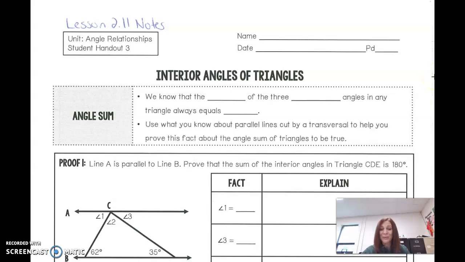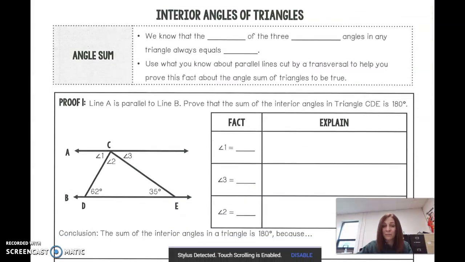Lesson 11 in Module 2 is on the interior angles of a triangle, so the inside. Remember, we've been focusing on a bunch of different types of angles around parallel lines, and we're still going to be working with those, but now we're going to throw in what we know about triangles. So let's start with what we know about triangles.